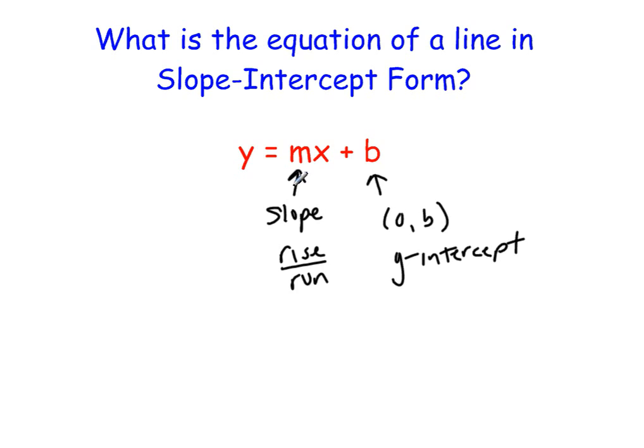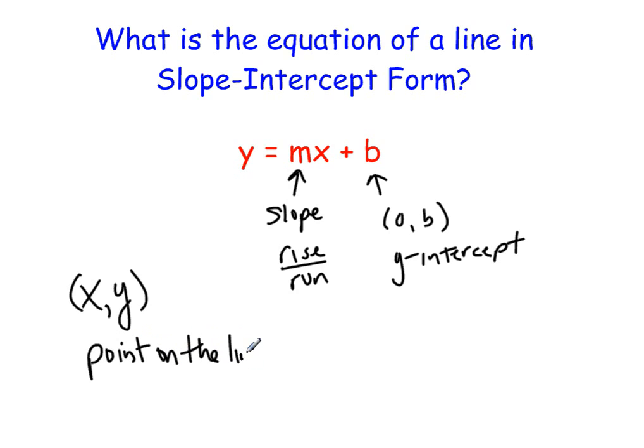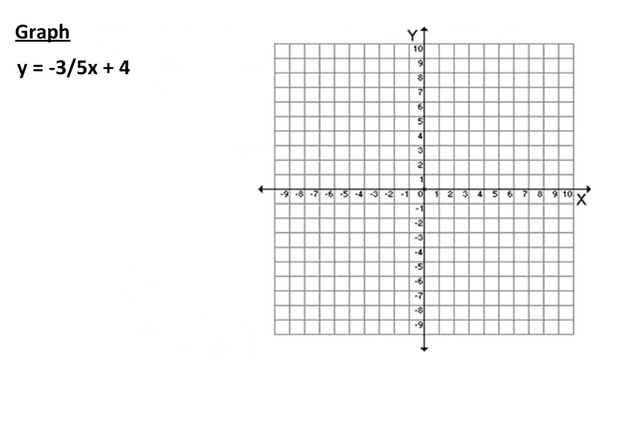X and y are just our variables. Okay, and if I put x with its y, or input and output, that's just a point on the line. Those will fluctuate. There's an infinite number of points on our line. So what does a graph look like?